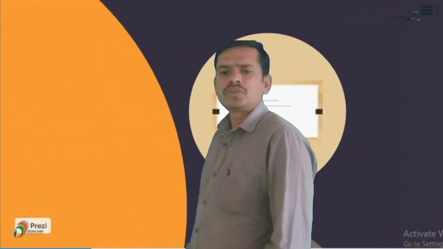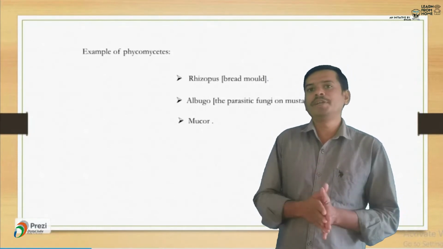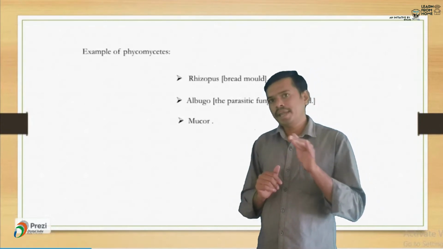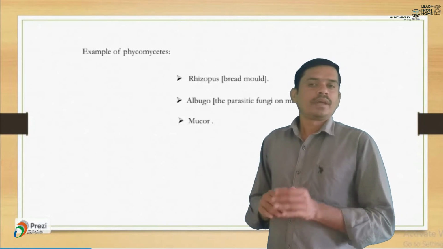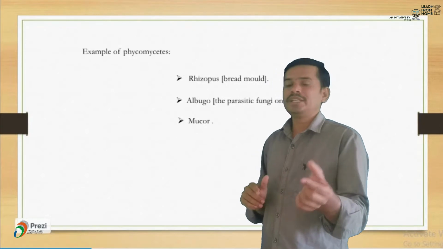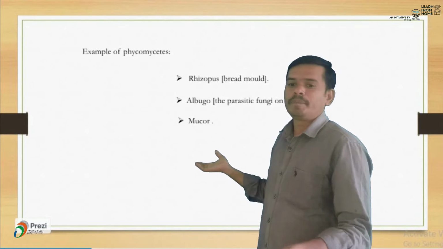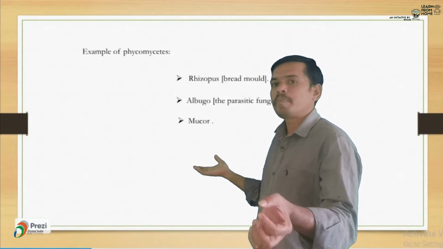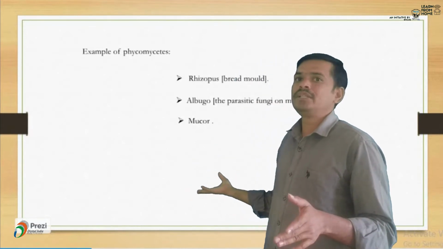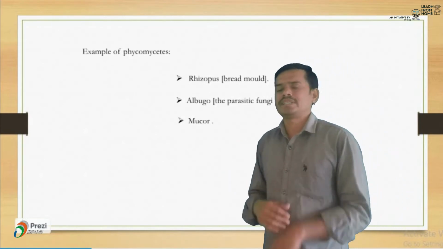Next, examples of Phycomycetes. How can we remember them? RAM, R-A-M. R means Rhizopus, A means Albugo, M means Mucor. Rhizopus causes bread mold, and Albugo is a parasitic fungus on mustard leaf. These are examples of Phycomycetes.